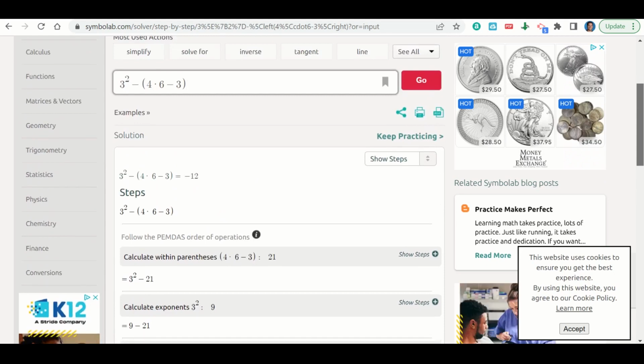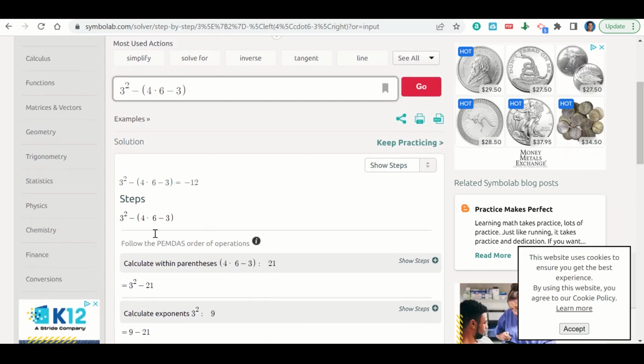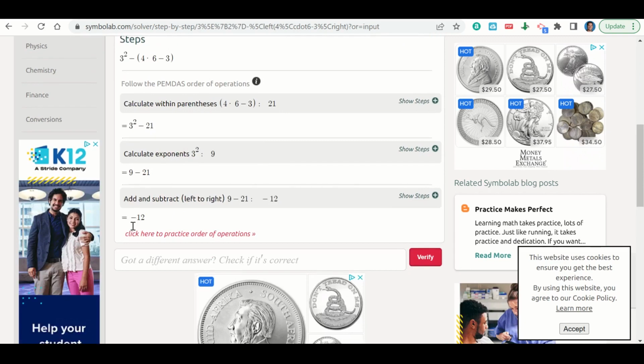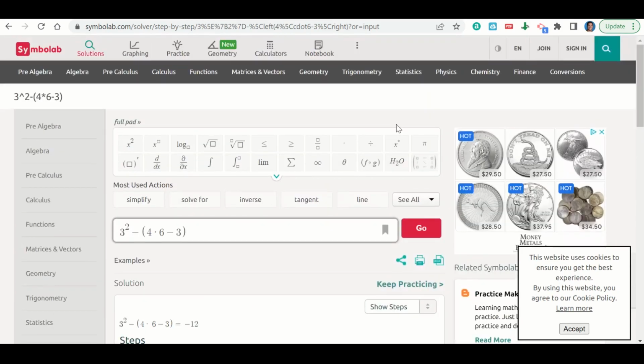And it tells us exactly how that works. So it says for the steps, we should do what's in the parentheses first, beginning with the multiplication. 4 times 6, which is 24, minus 3 is 21. So 3 squared is 9, because we calculate the exponents next. And then we subtract from left to right, so we get 9 minus 21, which is negative 12. So this is how we can use Symbol Lab to check our work when dealing with order of operations.